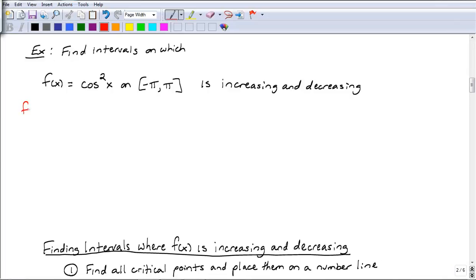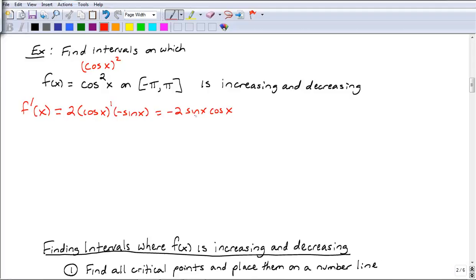So we have to look at the derivative to find out about increasing or decreasing. And remember, cosine squared of x is really just cosine of x squared. So when I take the derivative, I have to use the chain rule. This is 2 times the cosine of x to the first. That's the derivative around the box. And the derivative of cosine is negative sine. So I get -2 sine x cosine x.